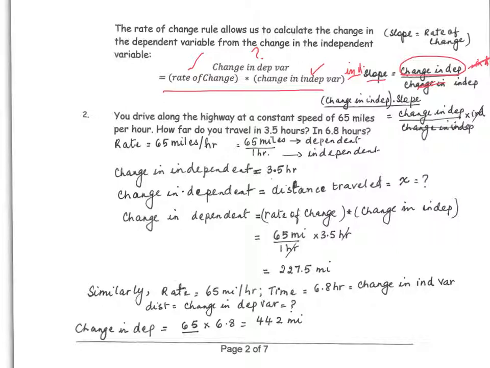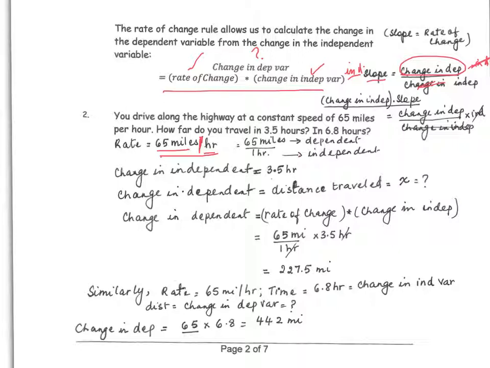So let's read the question. It says you drive along the highway at a constant speed of 65 miles per hour. How far do you travel in 3.5 hours or in 6.8 hours? So the rate is 65 miles per hour. The minute you see "per hour," it is the rate. If you see a change in a certain variable divided by a change in another variable, then that can be called the rate. The numerator is the change in the dependent variable. The denominator is the change in the independent variable.